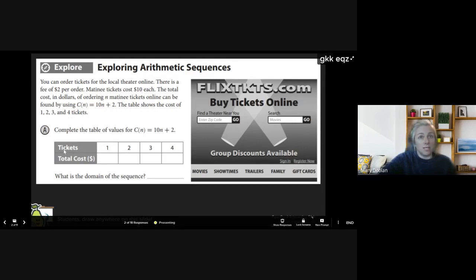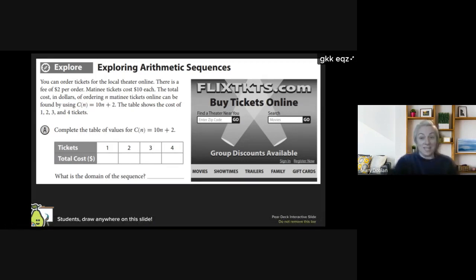So the number of tickets, N, is the integers starting with 1, 2, 3, 4. So we're going to complete this table of values for the cost C of N equals 10N plus 2. If you buy 1 ticket, how much money would that cost? If you buy 2 tickets, then how much money would that cost? All right, so with your Pear Deck tab, you are going to write on this slide. You can use the drawing tool, you can use the text typing tool, but you're going to fill in this table.